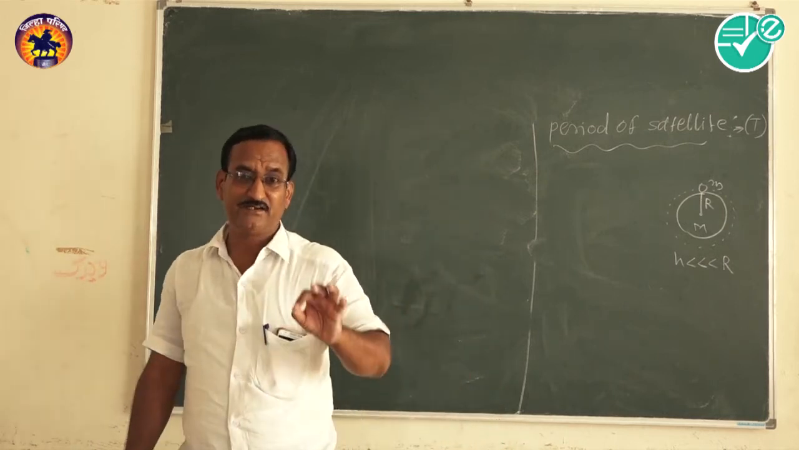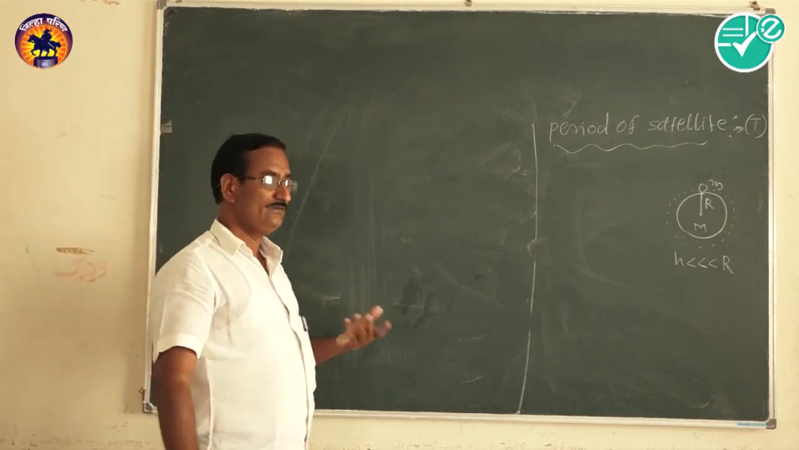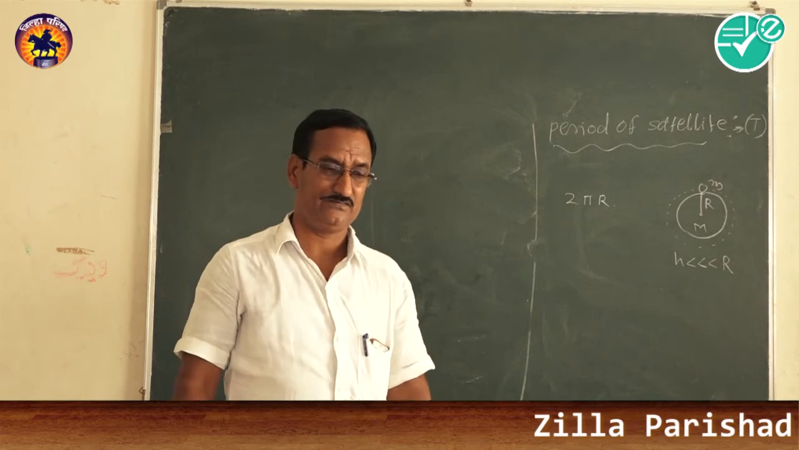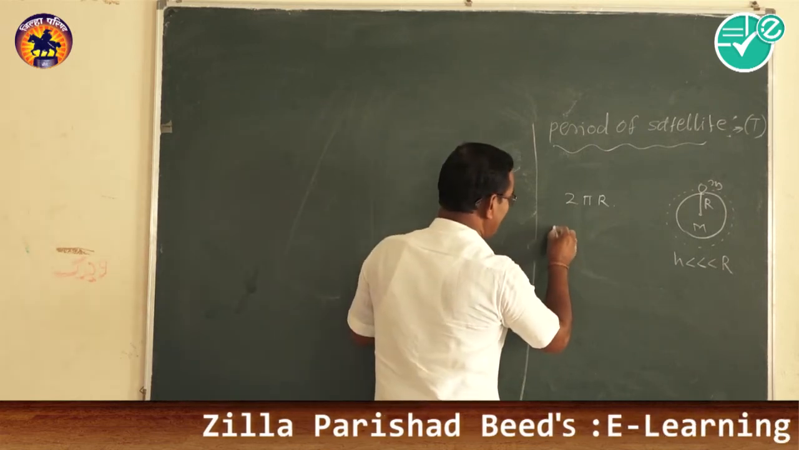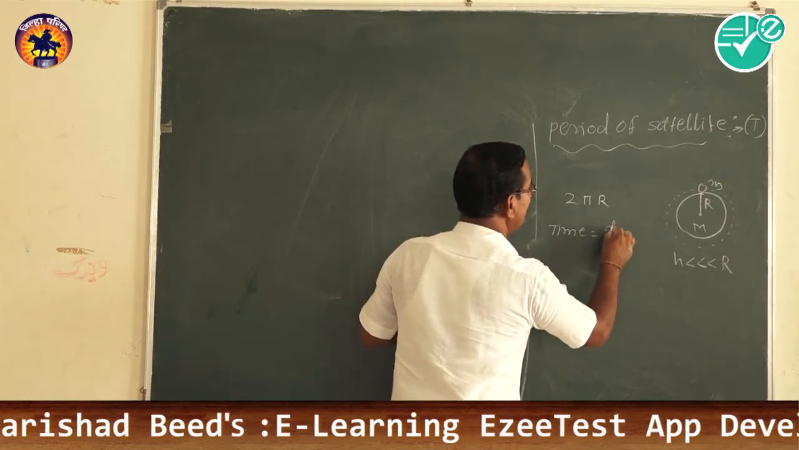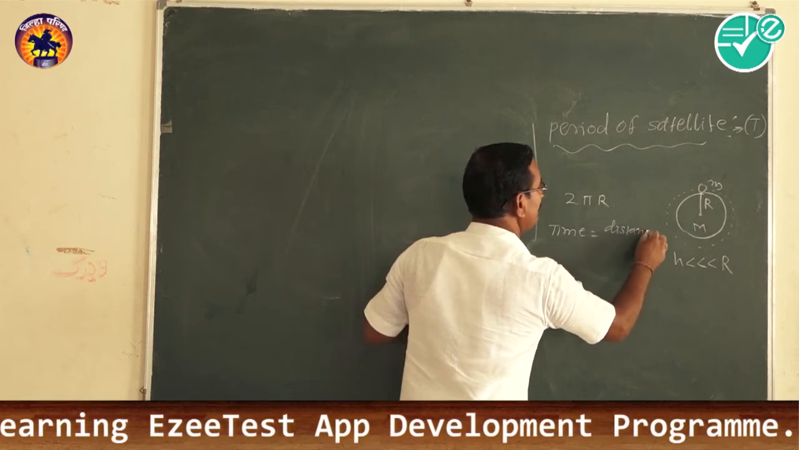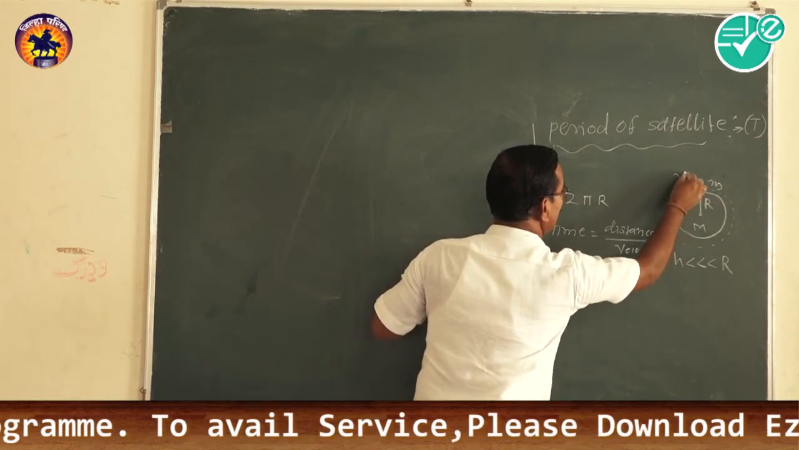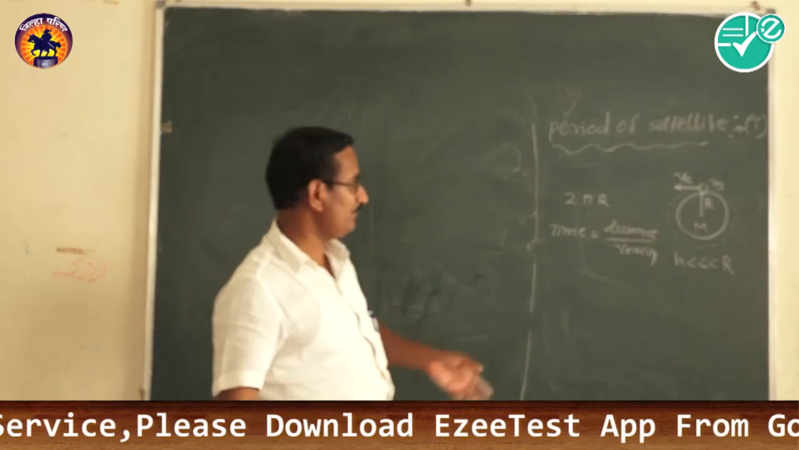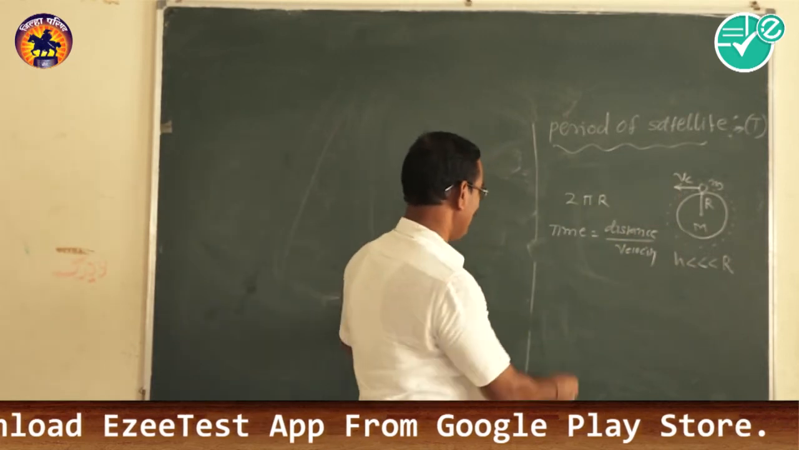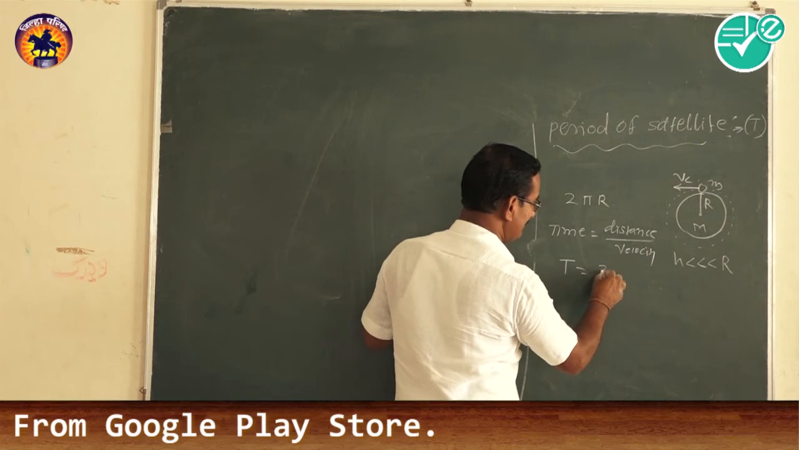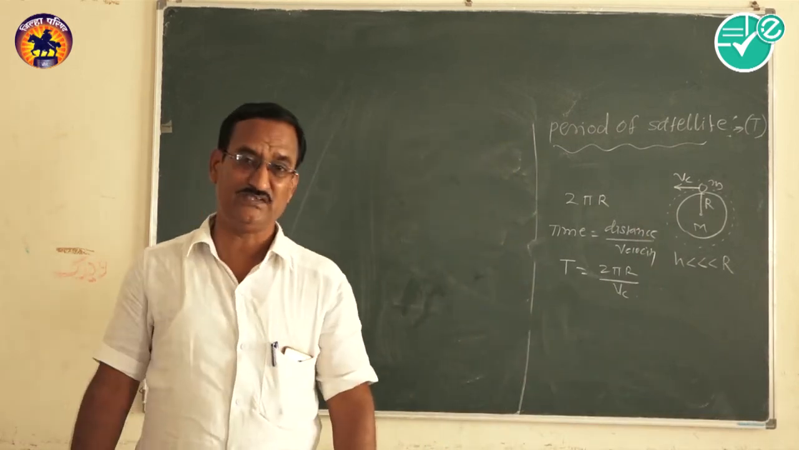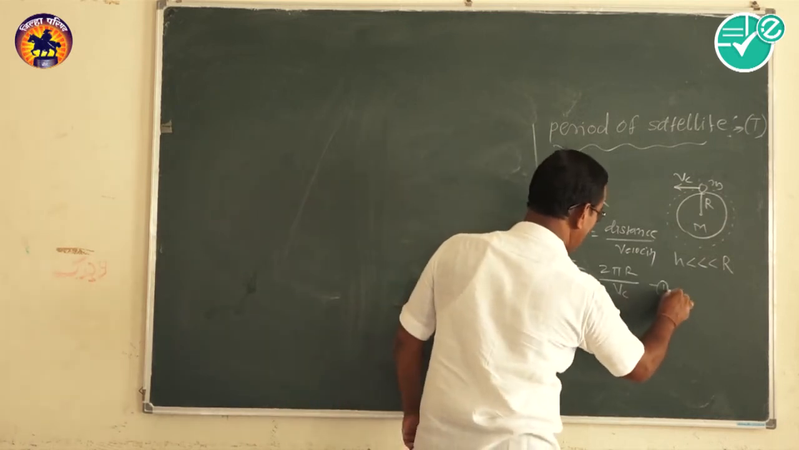At the same time, a satellite revolving very close to the surface of Earth completes a distance of twice pi R in one complete revolution, so the time is equal to distance upon velocity. For the satellite revolving very close to the surface of Earth with critical velocity vc, the time is capital T, the distance is twice pi R, and the critical velocity is vc. Let us call that equation 1.